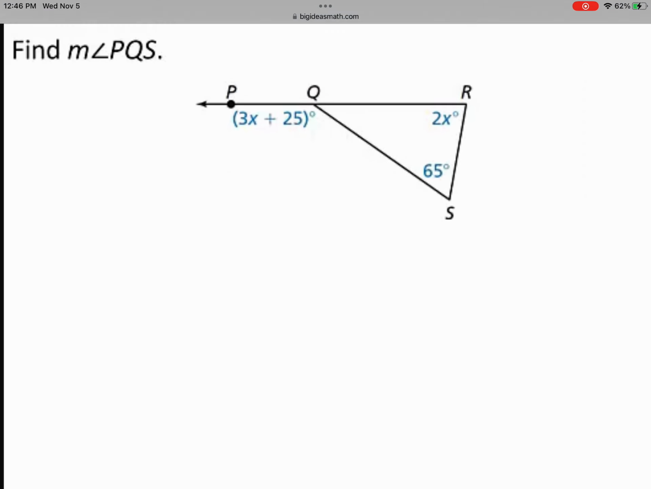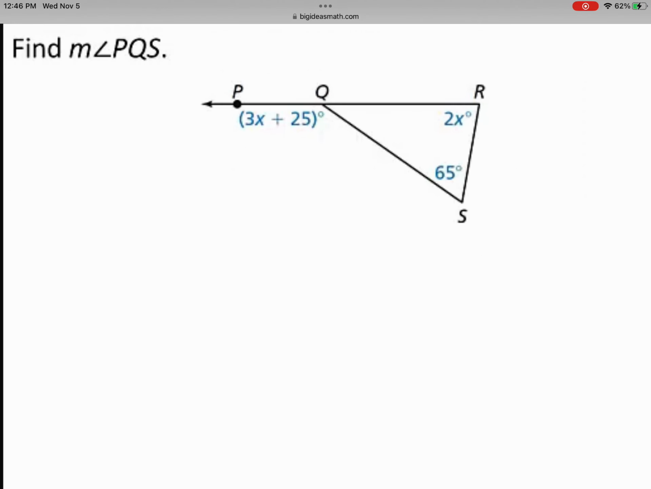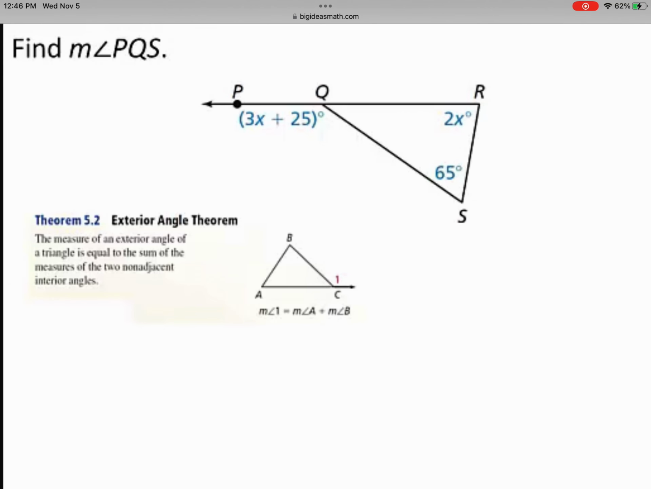Find the measure of angle PQS. To find the measure of angle PQS, you first need to find the value of x. To do this, you can use the exterior angle theorem, which states that the measure of an exterior angle of a triangle is equal to the sum of the measures of the two non-adjacent interior angles. So, in the given diagram, 3x plus 25 degrees must equal 2x degrees plus 65 degrees.